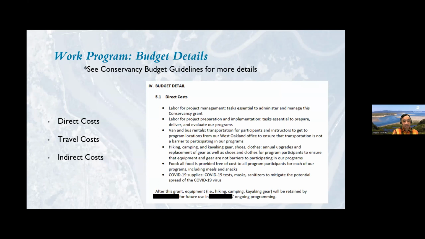So this is the budget details section, and this is where you're going to list out your direct costs, travel costs, and indirect costs. It's really just an explanation for any expenditures you're going to make. For labor costs, we'd like you to list staff titles and names, but don't list out the pay rates. And please note that all organizations that receive funding from the Conservancy are required to meet strict accounting standards. So while rare, there's always a possibility of an audit. So we advise our grantees to use Generally Accepted Accounting Principles, or GAAP.